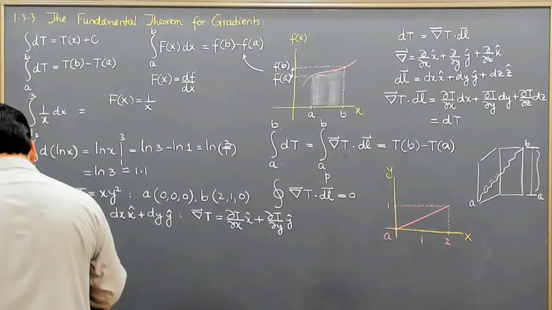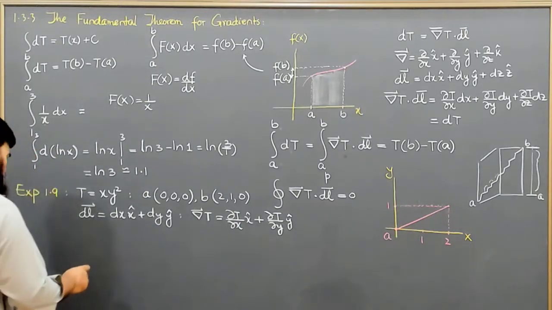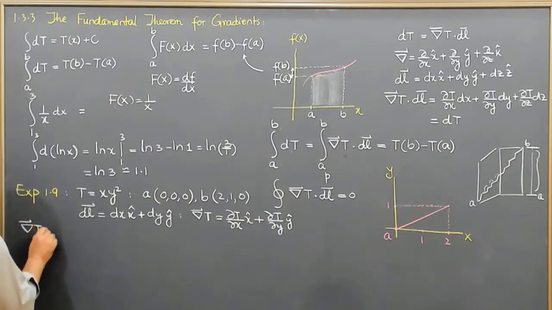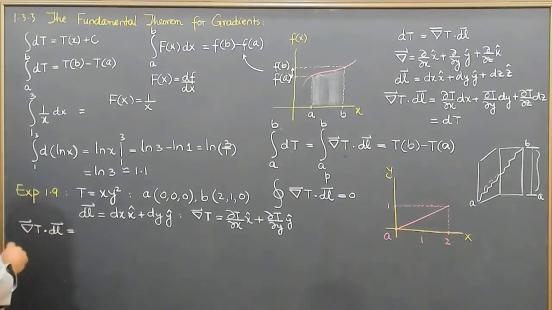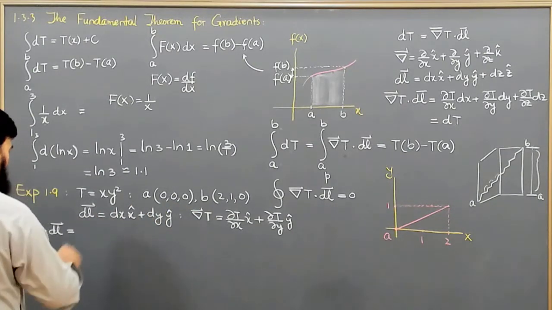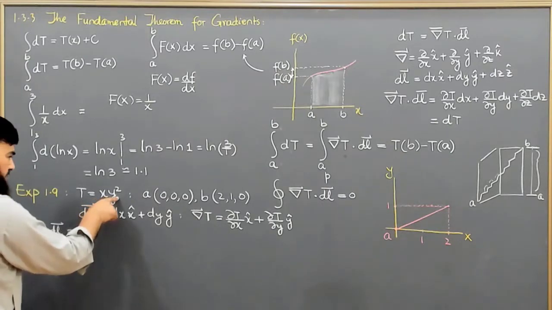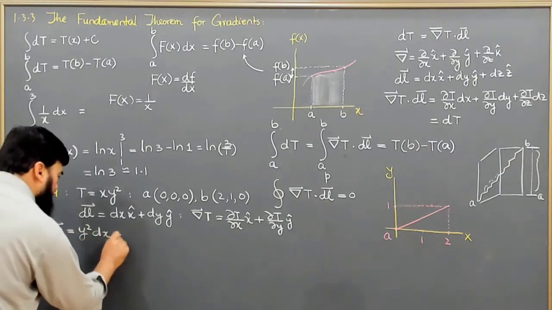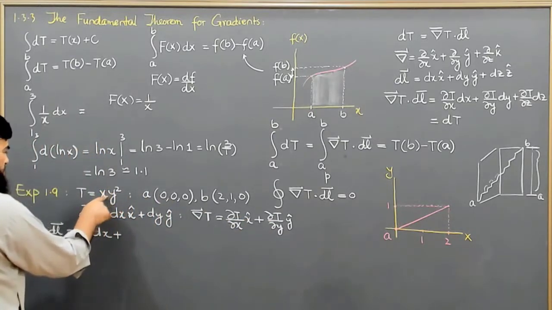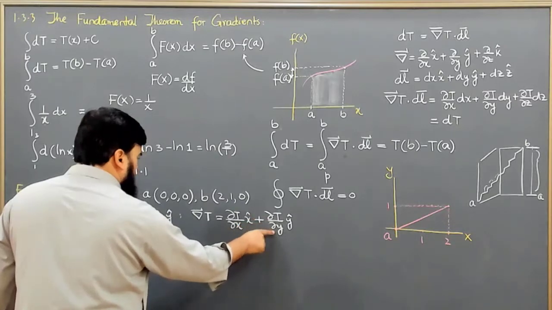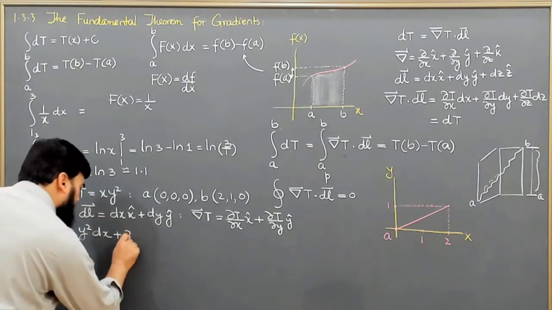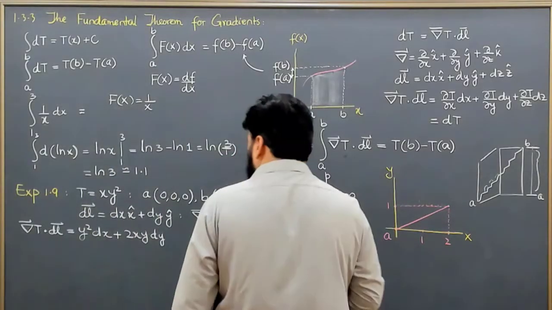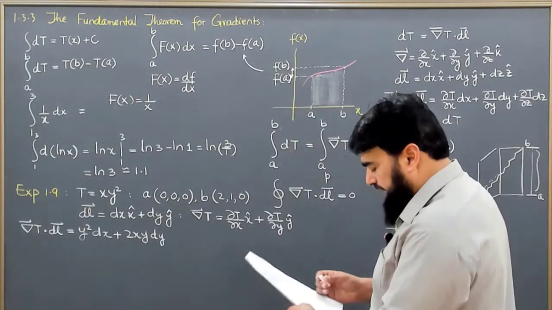Now the gradient of T dot dl: find curly T by curly x. Differentiate with respect to x and it will be y squared, then multiply with dx. So we have y squared dx plus curly T by curly y, which is 2xy when we differentiate with respect to y, and dy here.